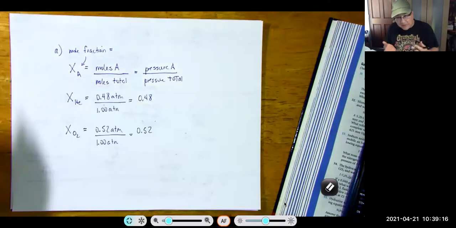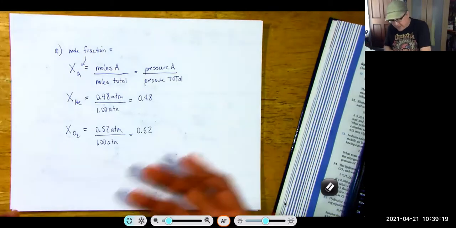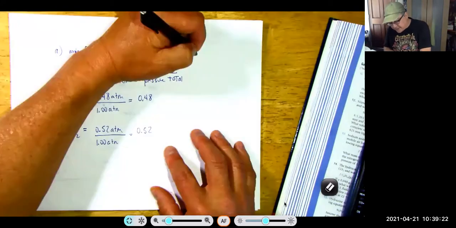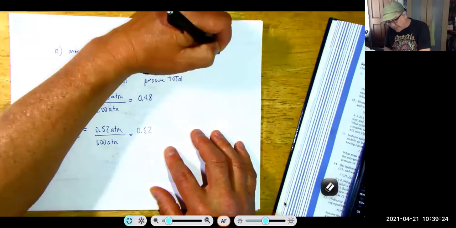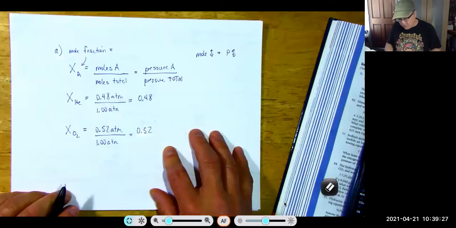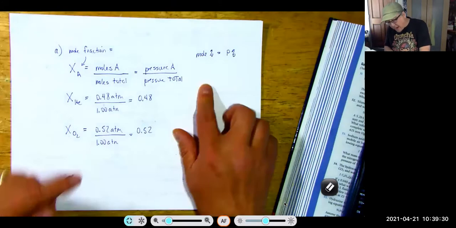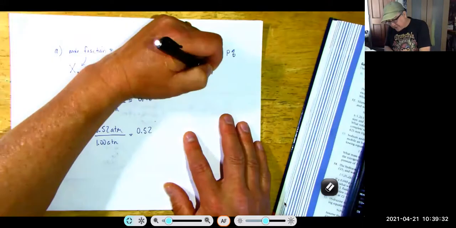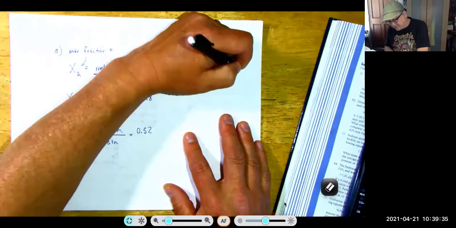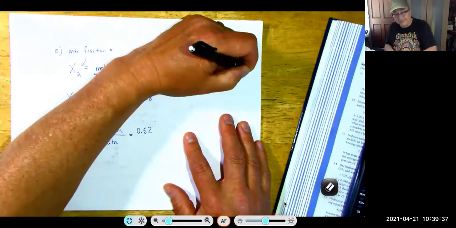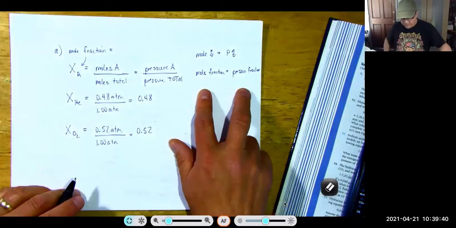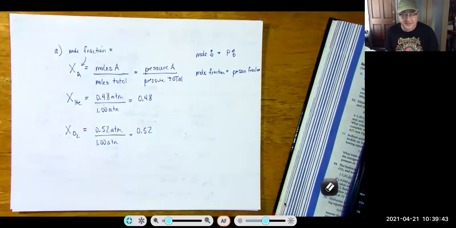So remember how I was telling you for these Dalton's law problems that the mole percent is equal to the pressure percent? Yeah. Well, here the mole fraction is also equal to the pressure fraction. It's the same type of thing. Mole fraction just means out of 1. So I like percentages better than fractions. And I was talking about that last night also.